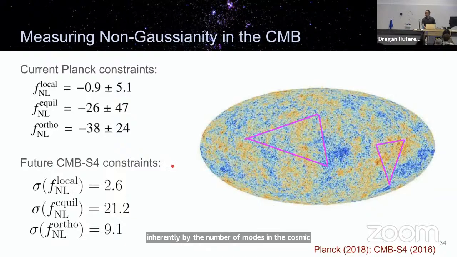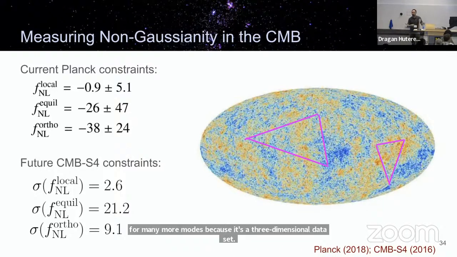It turns out that large scale structure is actually much more promising for future constraints on non-Gaussianity than is the CMB. There are some clever ways that you can combine the two data sets to go a little bit farther, but the basic idea is that large scale structure allows for many more modes because it's a 3-dimensional data set. And so there are many more wave vectors that you can pack into 3 dimensions than you can in the 2 dimensions of the CMB.